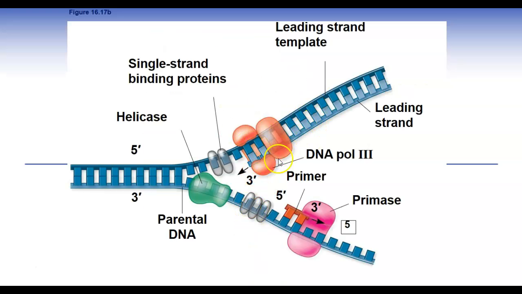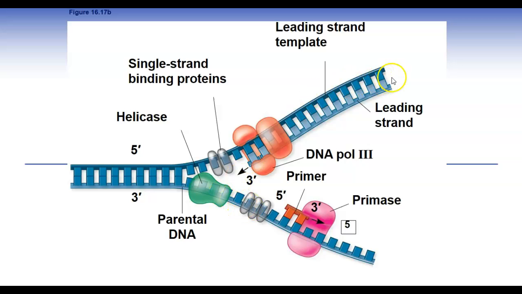So now we're going to get into a bit more depth, where again, you have the replication fork, and it's being opened up by helicase. There are also additional proteins called single-strand binding proteins, which do exactly as their name suggests. They bind single-stranded DNA, so they are binding this DNA to make sure that after helicase has opened it up, it doesn't snap back together.